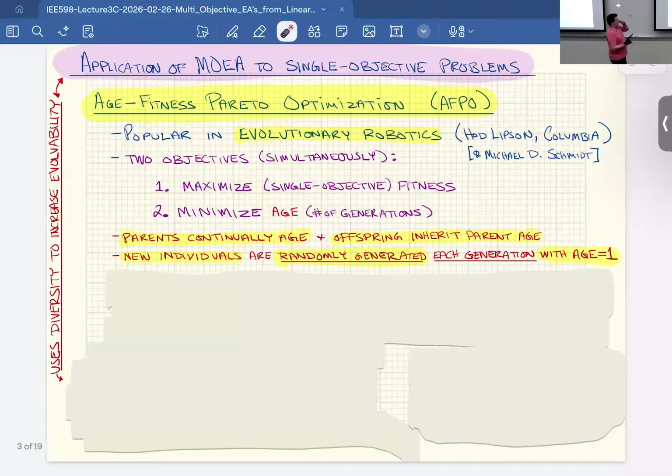One of the examples which I brought up before is this so-called age fitness Pareto optimization. This is something that Lipson and Schmidt came up with at Columbia. It's popular in evolutionary robotics. This is an idea where they're trying to solve a single objective problem. They work with these weird systems, for example, where they've got these little cubes of Jello that have pneumatics inside them that can inflate and deflate. And so they can stick together kind of like Legos. And so they can pulse like little muscles, and then they stick together.